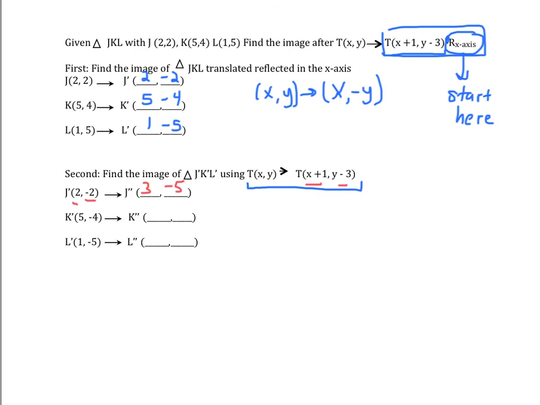So do the same with K prime and L prime. So with K prime, the x value is 5. 5 plus 1 is 6. The y value is negative 4. Negative 4 minus 3 is negative 7. And finally with L prime, x value is 1. 1 plus 1 is 2. And then negative 5 for y would give us negative 8.